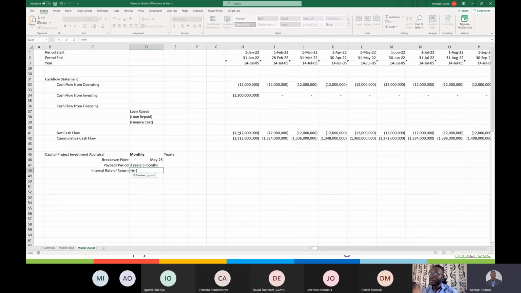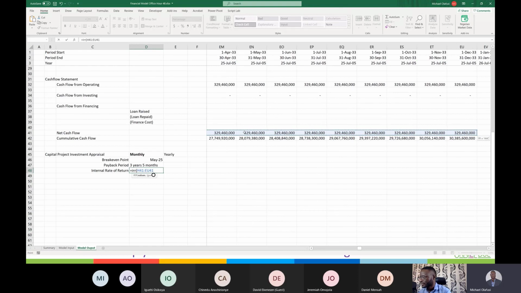I'm spending 50 million naira upfront, and this is the cash pattern. You know, I'm spending upfront. Next year I'm spending, but the year after that I start getting profit. So with that, I select all of this, the whole money to the end of the period.